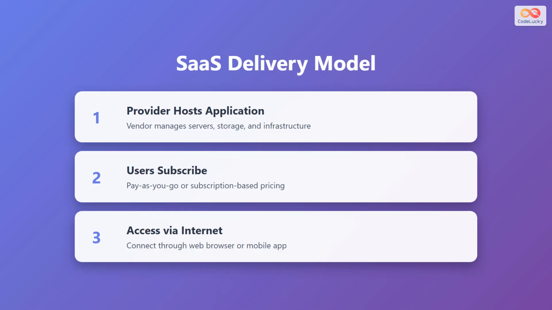The SaaS delivery model operates in 3 main layers. In the first layer, the provider hosts the application, managing all servers, storage, and infrastructure on your behalf. In the second layer, users subscribe to the service, paying either through a pay-as-you-go model or through fixed subscription plans. In the third and final layer, users access the software via the internet, connecting through a web browser or mobile application. This streamlined model removes the complexity of traditional software deployment.